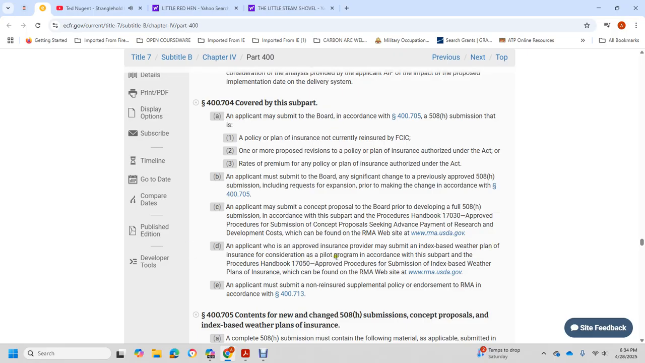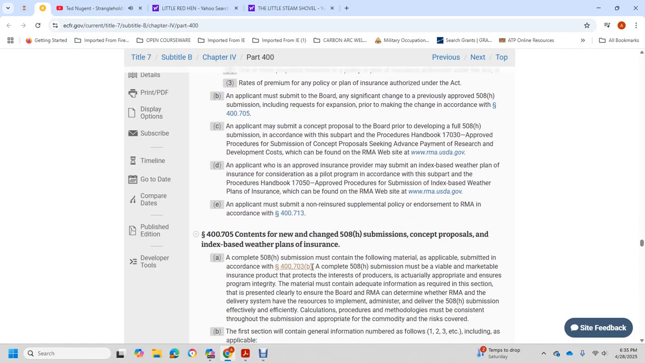Insurance consideration pilot program, in accordance with the subpart procedure 170501. The approved procedure for submission of index-based weather plan insurance can be found at RMA.USDA.gov. The applicant must submit the non-reinsurance supplement endorsement to RMA in accordance with 40703.